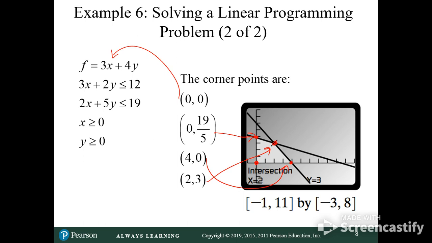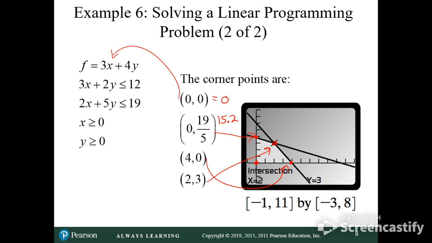So we try 0, 0, and we get 0. So that's probably not going to be what we want. We put 0 and 19/5 in here. So we get 0 plus 4 times 19/5. Would somebody take 4 times 19/5? Take 4 times 19/5. What do we get? I'll take a decimal. That's fine. I want a decimal. 15.2.